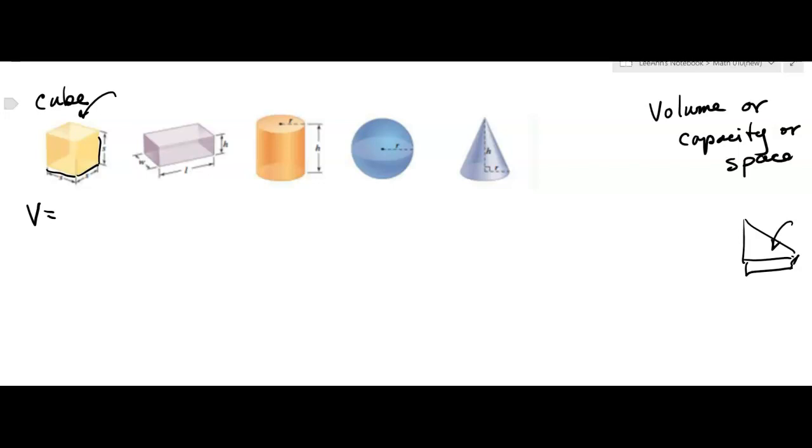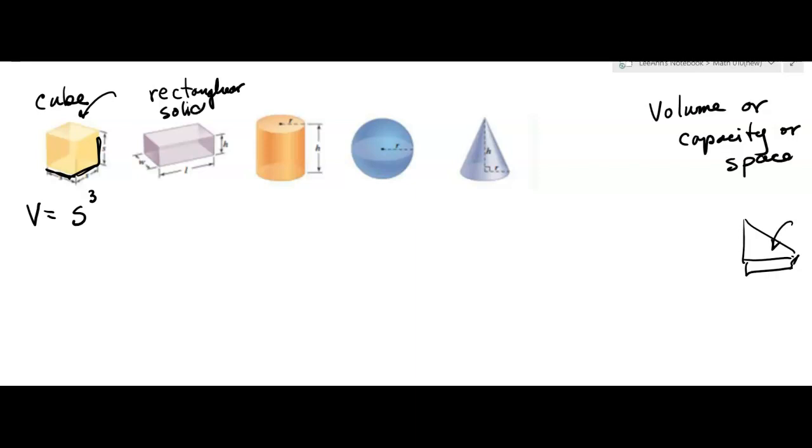Okay, so it's a measurement. It's a liquid measurement. You measure it like a cup is a liquid measurement, a gallon. There's all kinds of measurements, but for our purposes, our units are going to be cubic inches, cubic feet, something like that. Okay, so the way you find the volume of a cube is you're just going to multiply those sides 3 times. So it's s cubed.